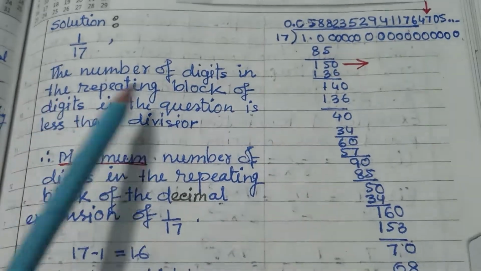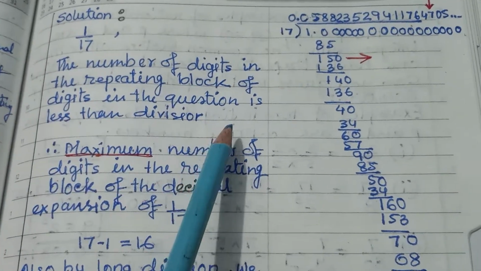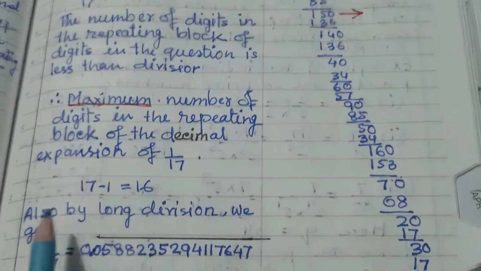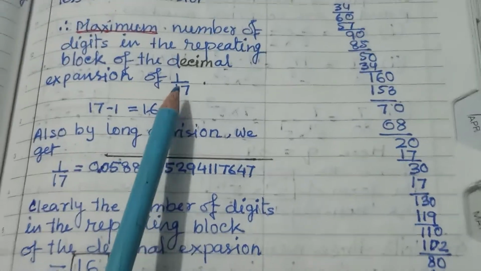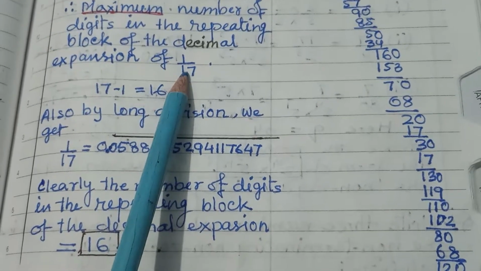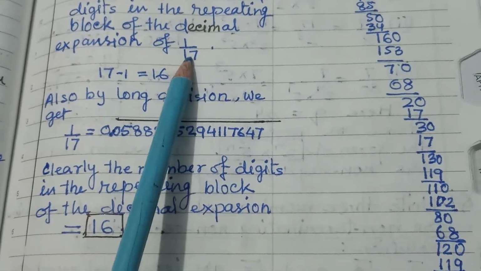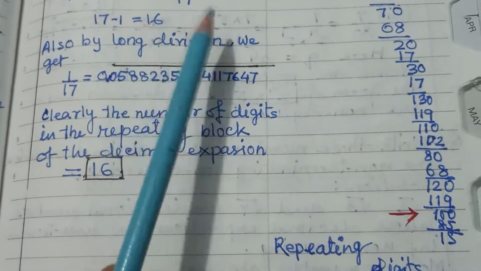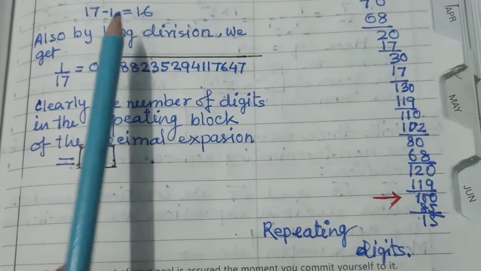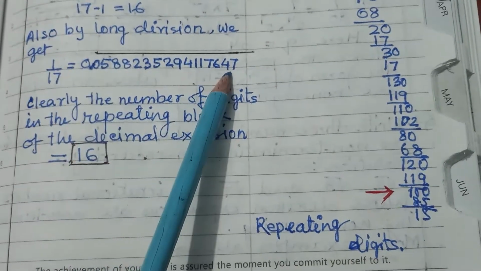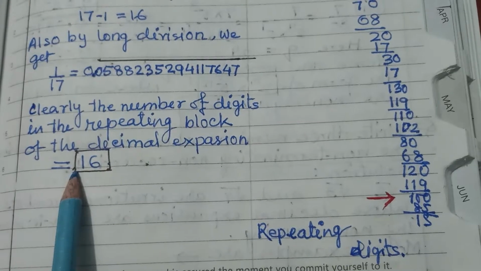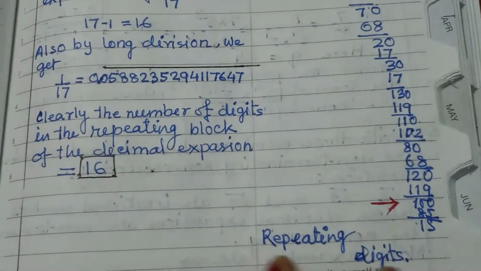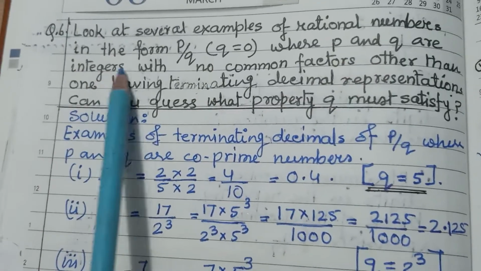Now the number of digits in the repeating block, that maximum number must be less than this denominator. So it is 17 minus 1, it is 16. Maximum is 16, and it can be less than that. Now if you divide, we can show that it is also 16. So it is proved.